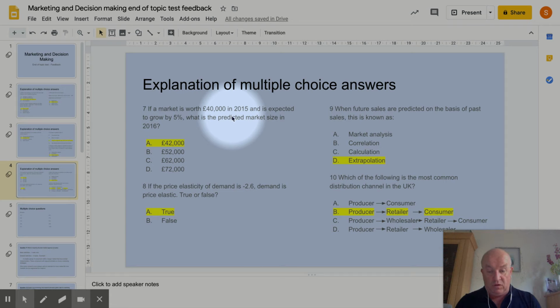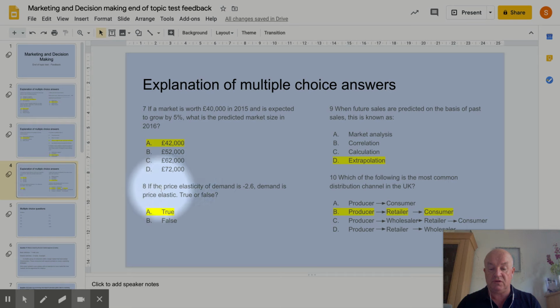So if the market was 40,000 and it's going to grow by 5%, we need to take the 40,000, times it by 5%, and then whatever the sum of that is, add that to the existing market value of 40,000, and basically that is another £2,000. So the total is, for the predicted market size in 2016, answer A, £42,000.